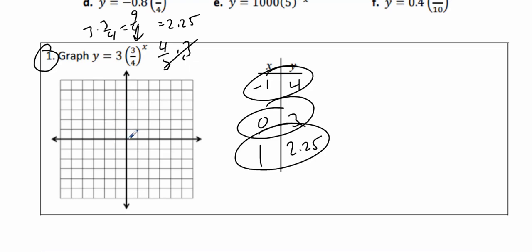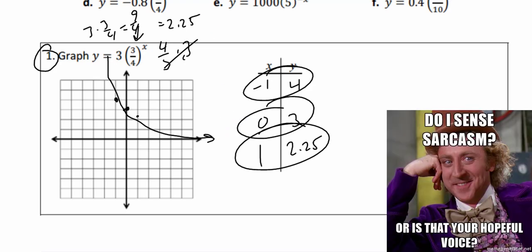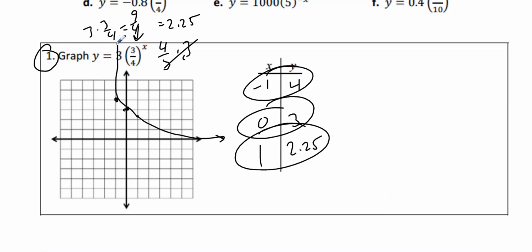Let's graph them right here though. -1, 4, 1, 2, 3, 4, up there, 0, 3, and then 1, 2.25, somewhere like that. So you can tell that this is now coming down. That's a really good graph. I'm going to try to graph this over again here. That looks a little bit better. It shouldn't be straight up there, but it looks a little bit better. So there you go. That's your number 1 there.